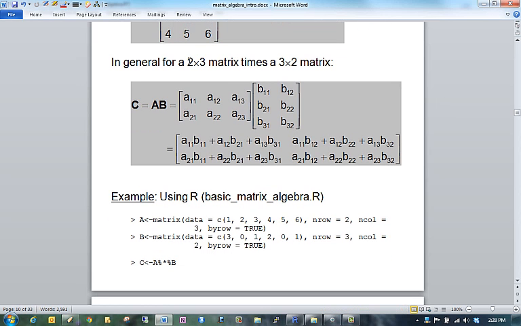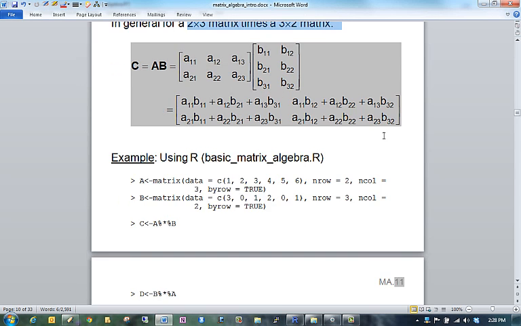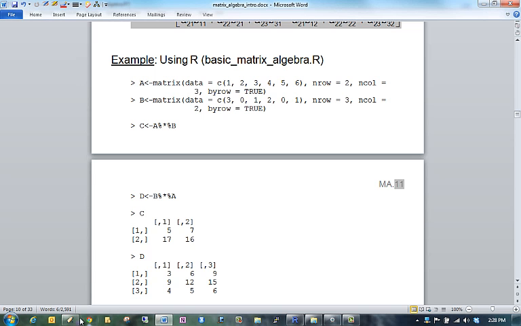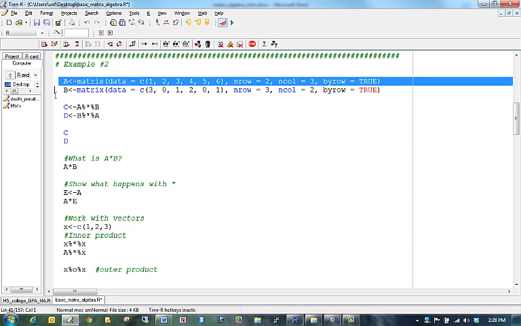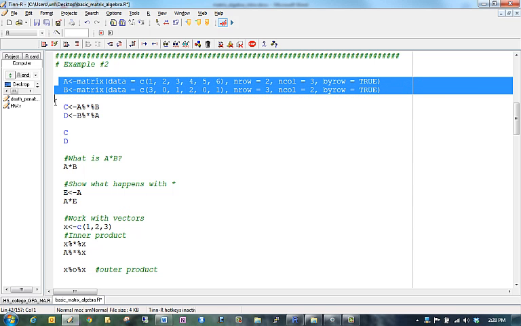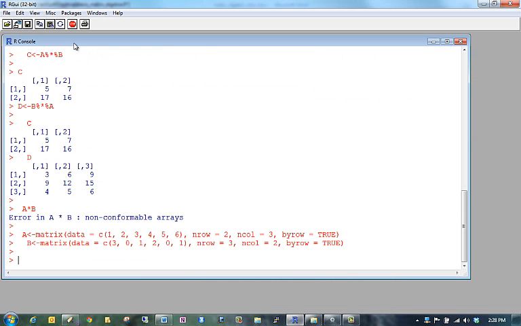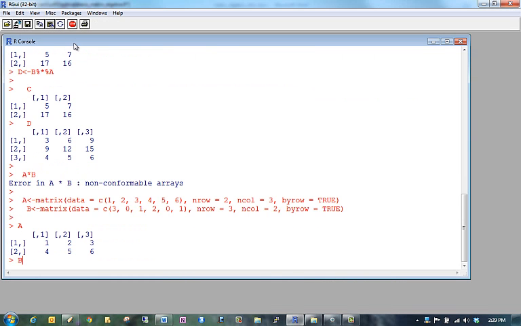So then in general, for a 2 by 3 matrix times a 3 by 2 matrix, this is what you would get. Let's look at how we can do some of this now in R. Okay, so I'm going to create my matrix A, create my matrix B. Let's do that. So here's A, here's B.